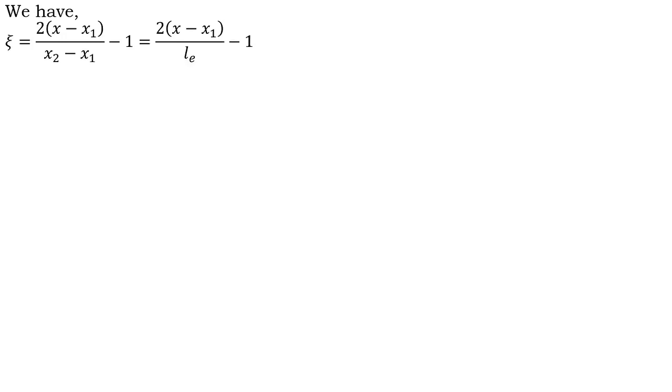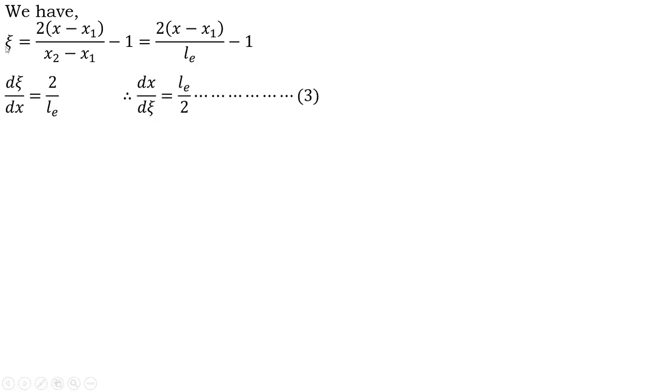Now we have the relationship between local coordinates and global coordinates, that is given by zeta is equal to 2 into x minus x1 divided by x2 minus x1, whole term minus 1. This is the relationship we obtained in the previous sessions between the local coordinates and the global coordinates, where x2 minus x1 is the length of the element, as shown in the next diagram. Therefore zeta is equal to 2 into x minus x1 divided by length of the element minus 1, which is the relationship between the local coordinate, that is zeta, in terms of global coordinate, that is x.